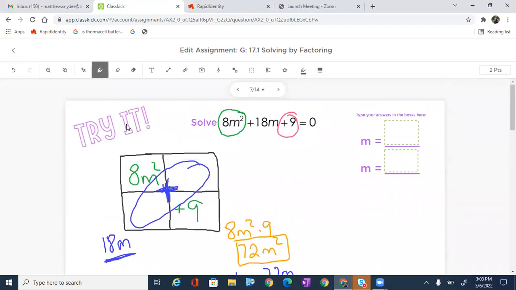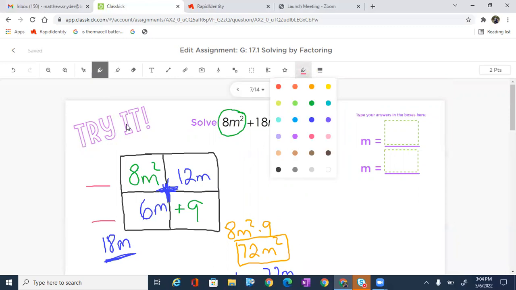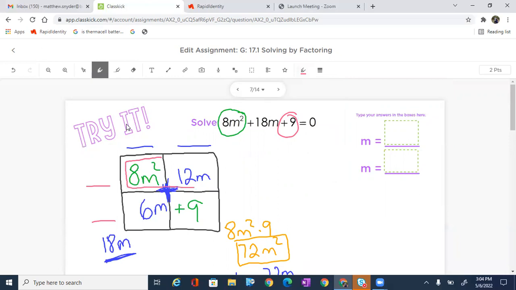And what I'm going to do is simply put them into place. So 6m and 12m. Now, once we've got that sum in there, we have to begin factoring and finding the outside of the box. And how we're going to do that is by starting to find a greatest common factor. So let's do that. I'm going to go to 8m squared and 12m, and I'm going to find the greatest common factor from that box.